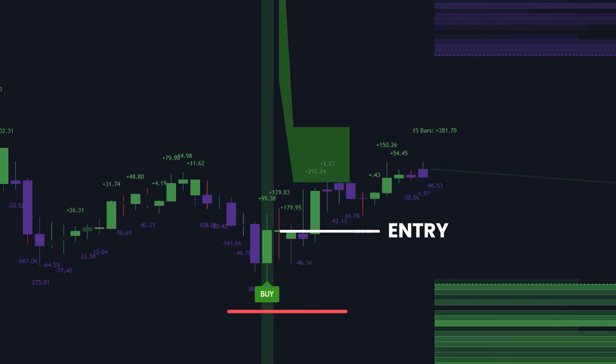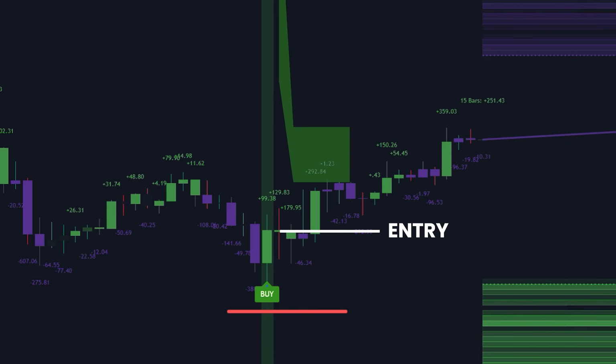Price starts climbing. Watch how it moves. Clean, directional, and with conviction. This is what a properly structured trade looks like when you're entering after a liquidity sweep, with buyer dominance confirmed in the footprint in the direction of the trend.